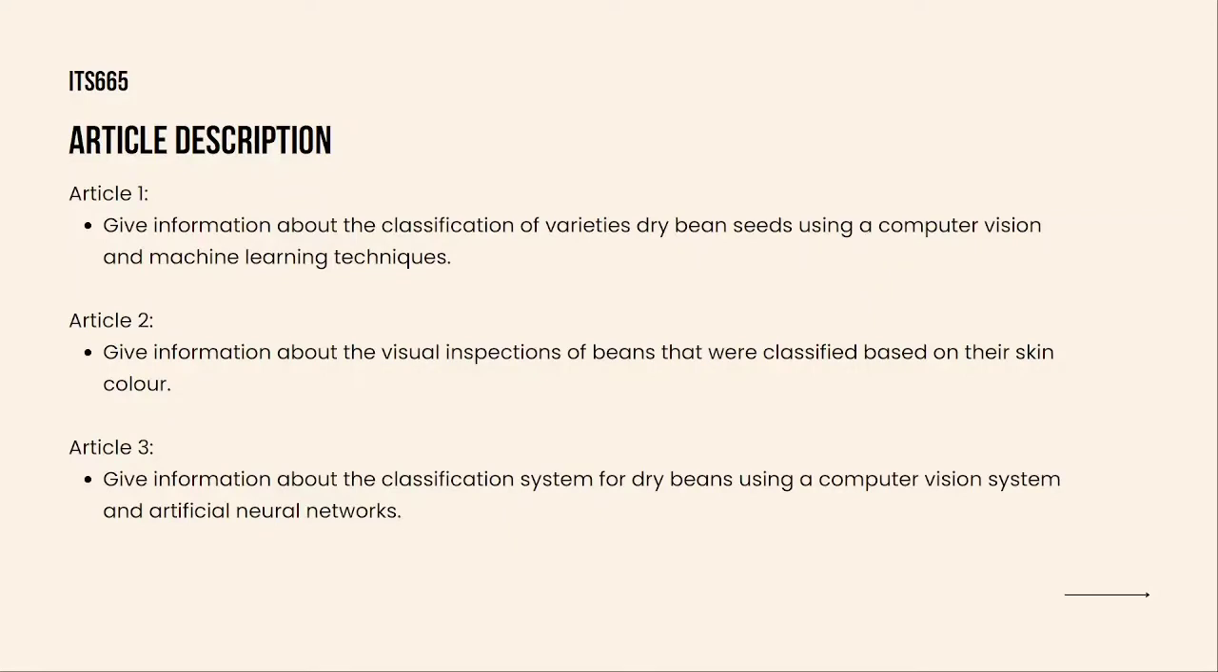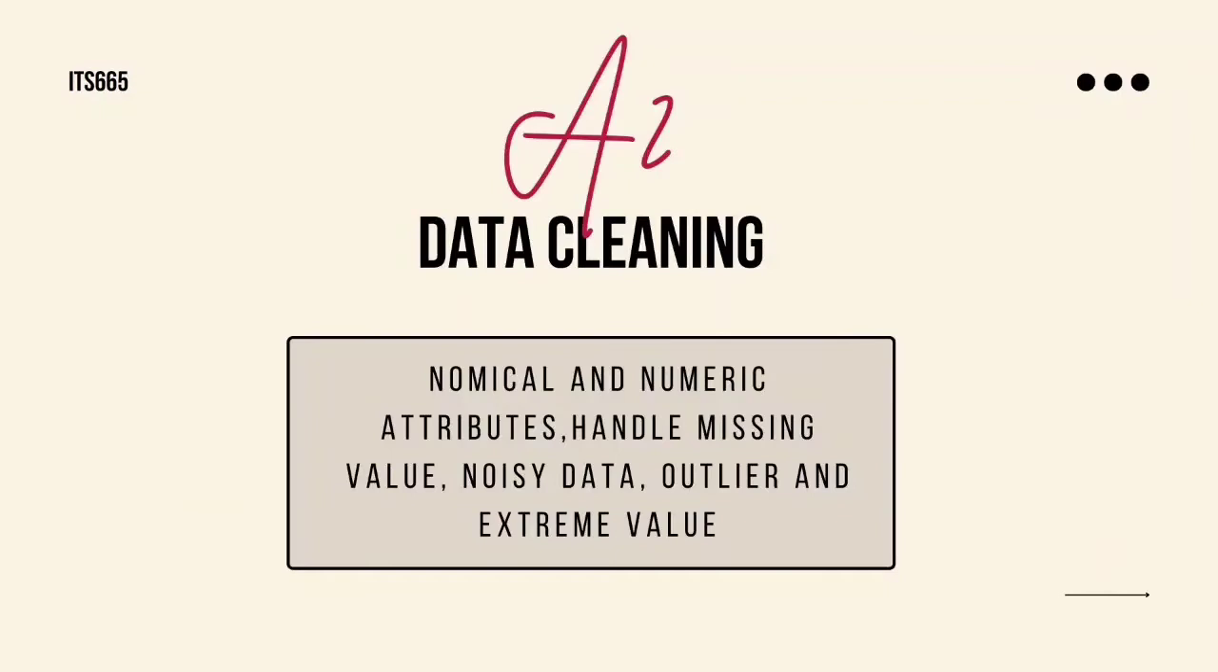For the article description, we have obtained 3 articles. The first article gives information about the classification of varieties of dry bean seeds using computer vision and machine learning techniques. The second article gives information about the visual inspection of beans that were classified based on their skin color. And the last article gives information about the classification system for dry beans using a computer vision system and artificial neural networks.